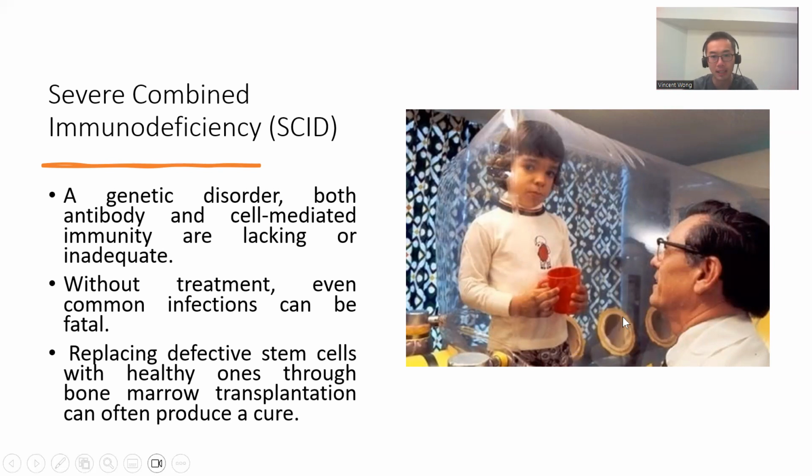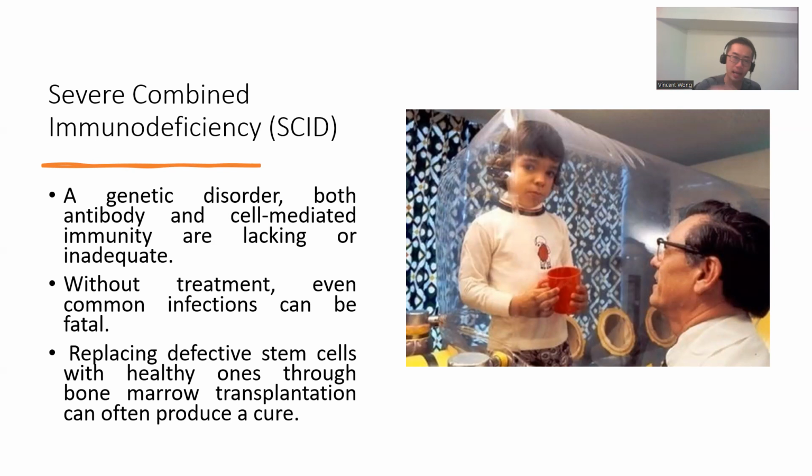These holes are basically like glove holes for the parents to put their hands in and interact with the boy. And everything that's given to the boy has to be sterile before being put in the bubble. And what happened was around age 11 or 12, I think, he was able to receive bone marrow transplantation from his sister.